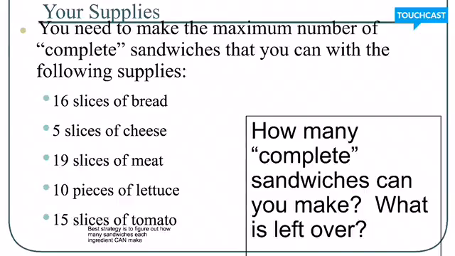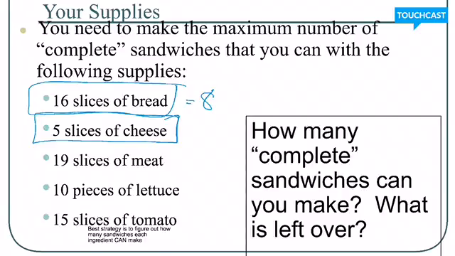So the best strategy to figure out how many total sandwiches you can make is to look at each individual ingredient to figure out the maximum that that particular ingredient can make. So you were told that in order to make a good sandwich, you would need to have 2 slices of bread, correct? So if I gave you 16 slices of bread, how many sandwiches would that make? 8. If you had 5 slices of cheese, I think a perfect sandwich only needs 1 slice, right? So this could make a total of 5 perfect sandwiches.